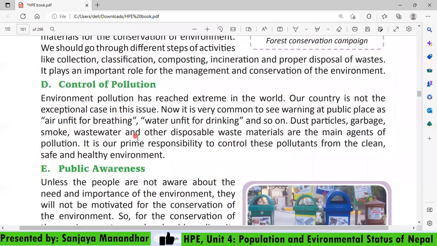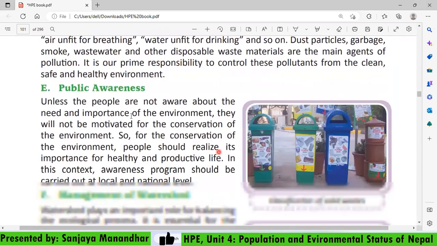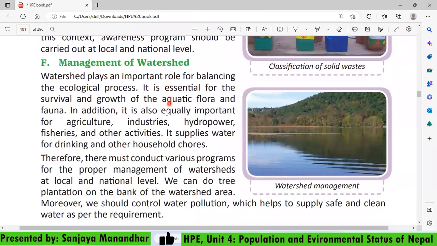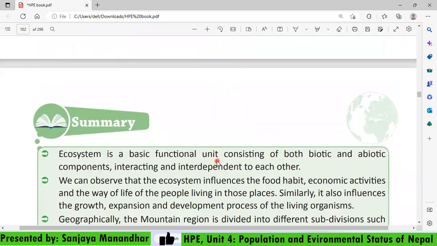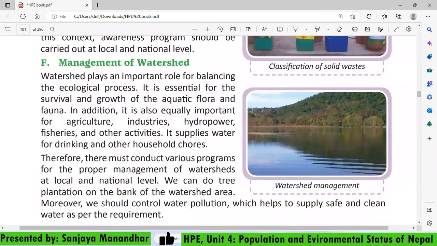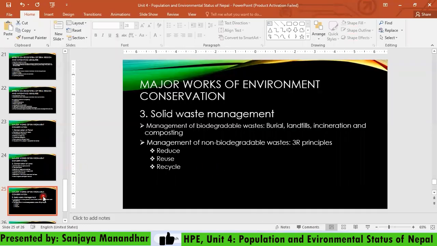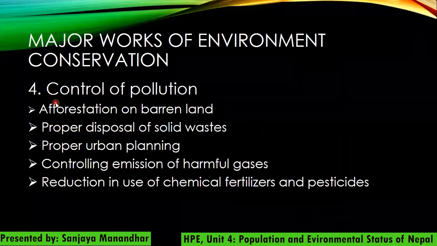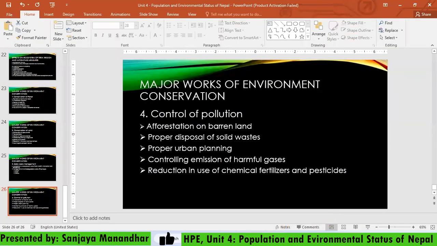Similarly, pollution can be controlled by different ways. Similarly, public awareness can be raised. And in the same way, watershed should be managed. So these are all the ways to manage or conserve the environment. I may have another slide. Look here. How can we control the pollution? Afforestation on barren land, proper disposal of solid waste, proper urban planning, controlling emission of harmful gases, reduction in use of chemical fertilizers and pesticides. So we can do that.